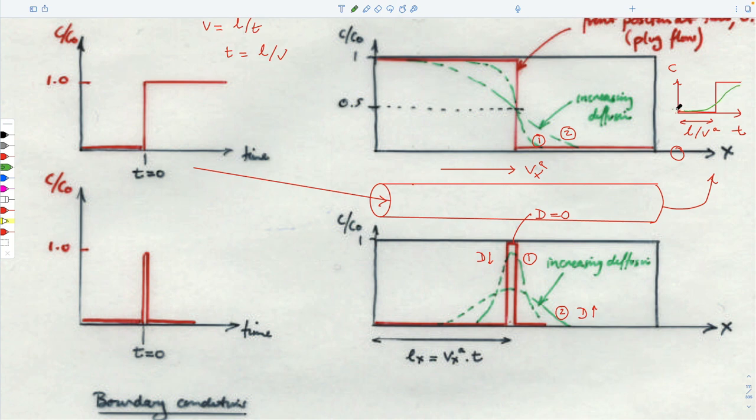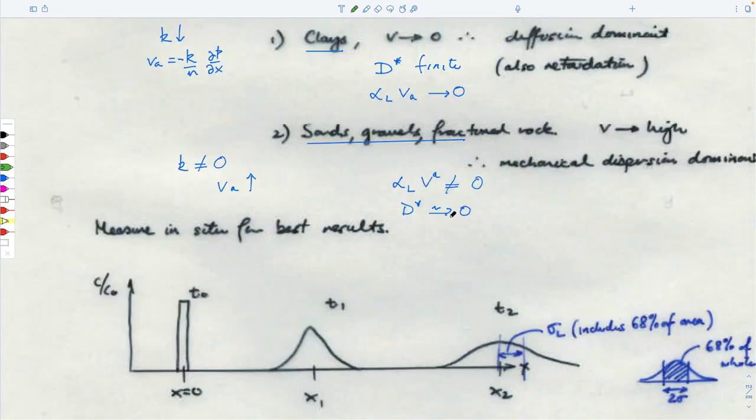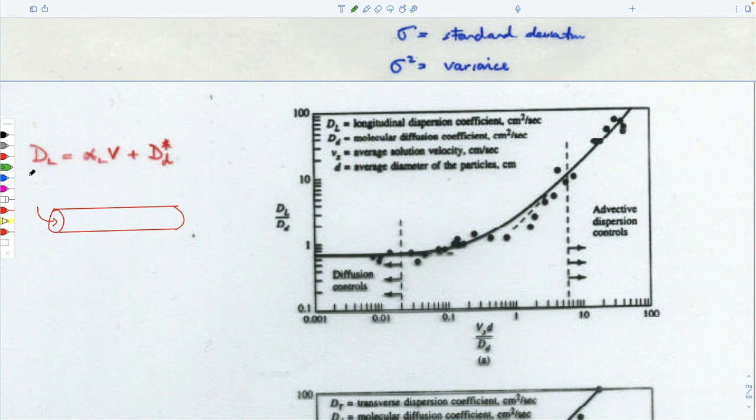If it's not plug flow, as dispersion progressively gets worse and worse, this would be D small, and this would be D large. Can you see it? That's quite large, yeah. And so we could use this to calculate what the dispersion in this system would be. And if we did that, and we plotted that together, we could take this expression here, we could divide both sides through by the molecular diffusion.